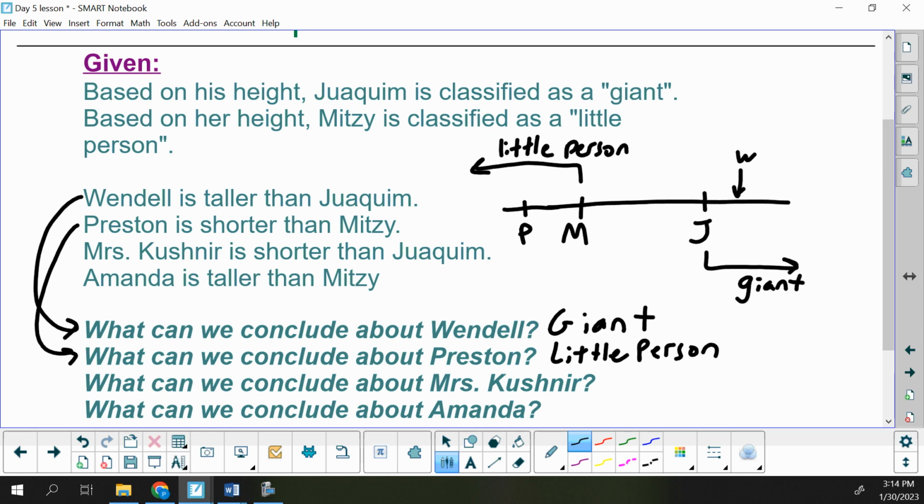Now the third one down, Mrs. Kushner is shorter than Joachim. So Mrs. Kushner would be somewhere in here. We don't know where though. So what can we conclude about Mrs. Kushner? Nothing.